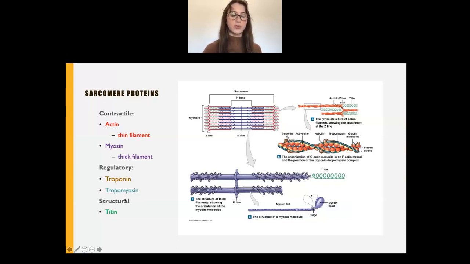And our structural protein is going to be titin, this green squiggly thing. This attaches myosin to the Z lines, which allows, if you have too strong of a contraction, it isn't going to totally ruin your sarcomeres, because titin is in there working as a molecular string, absorbing that shock.